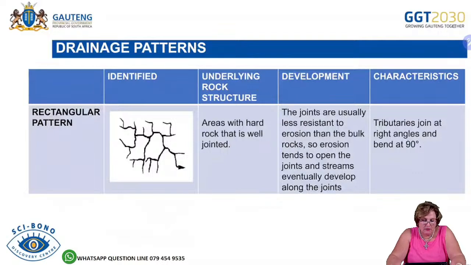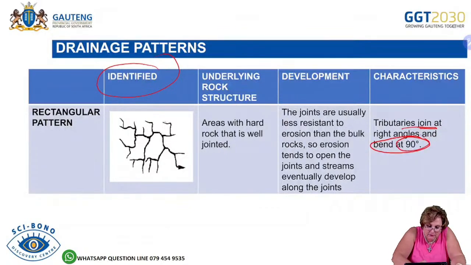Rectangular pattern. Now, if you look at this pattern, you have to be able to identify it. There's one thing that I see: tributaries are joining a main stream with a bend of 90 degrees. If you look there, 90 degrees, 90 degrees, 90 degrees, 90 degrees. So it means it is rectangular.